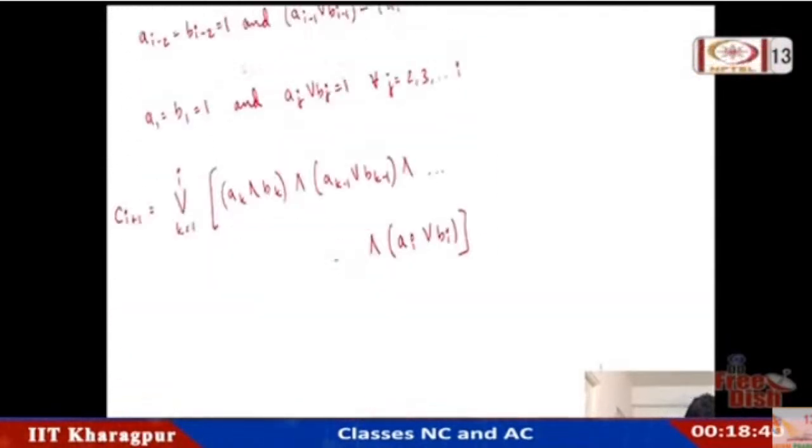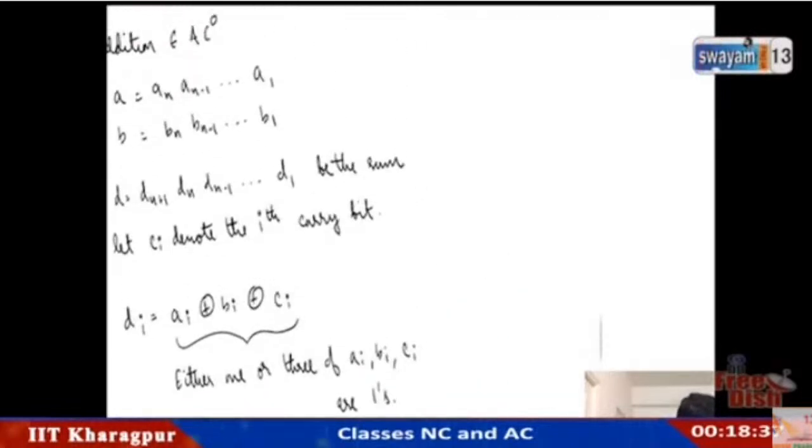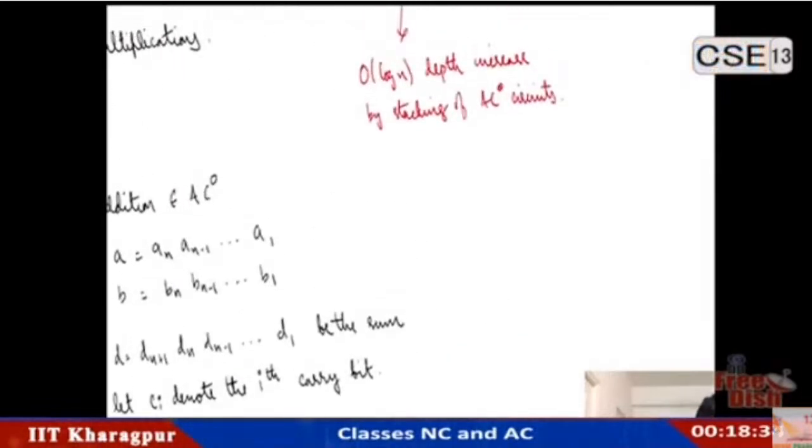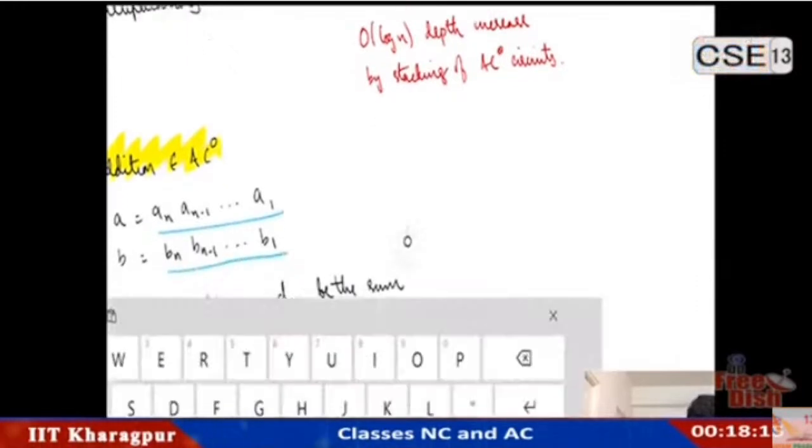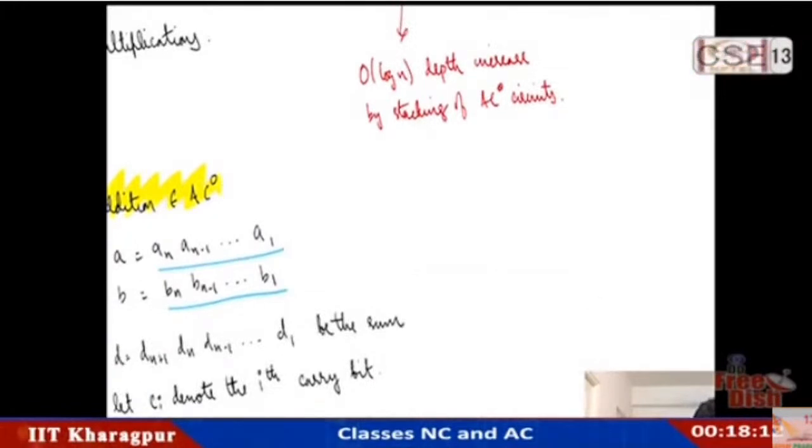And finally, I just want to take up one more language or one more operation, which is addition, and we will show that addition of two n-bit numbers is in AC0. Okay, so why is that the case? So let a and b be the two n-bit numbers. A be a_n, a_n minus 1, up to a_1, and B be b_n, b_n minus 1, up to b_1. Let the sum be denoted by d, and the sum could have one more bit. It cannot have more than one extra bit. So let it be d_n plus 1, d_n, dot dot dot, d_1.